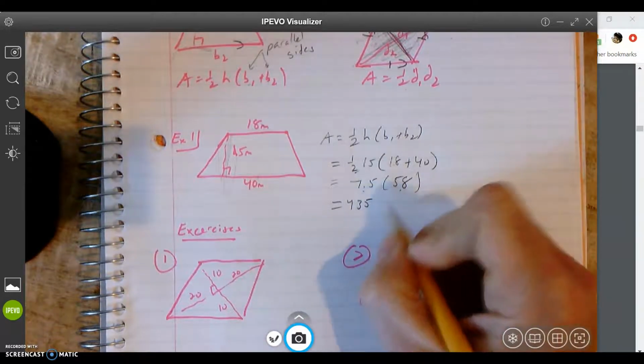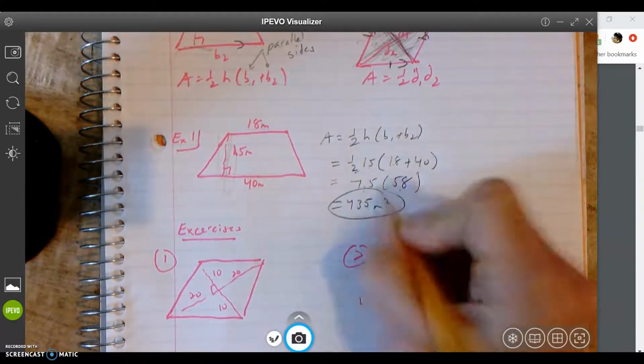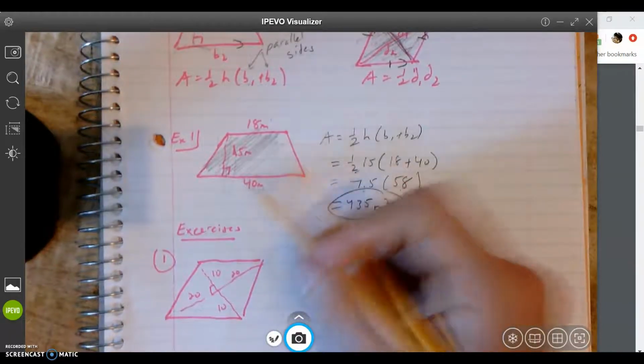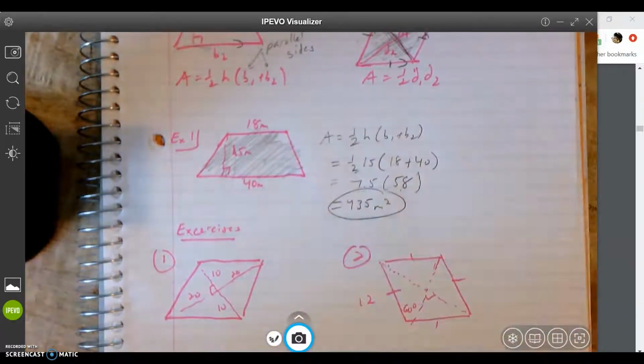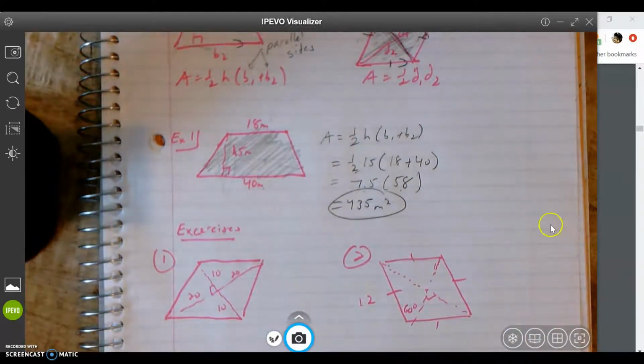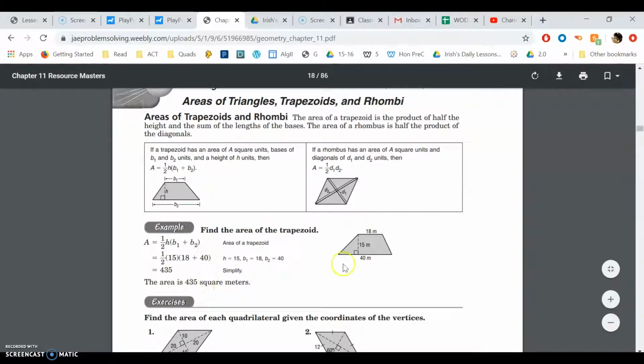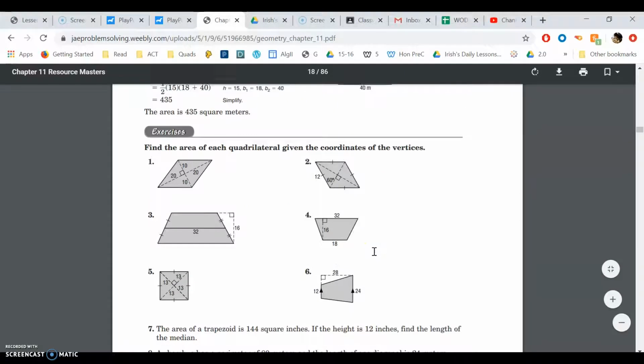What's the unit? Yeah, meters squared, because this says meters, and we're finding the room inside a shape, so that would be square meters. Okay, let's see if we got it. Always check. There you go. 435 square meters. Cool.